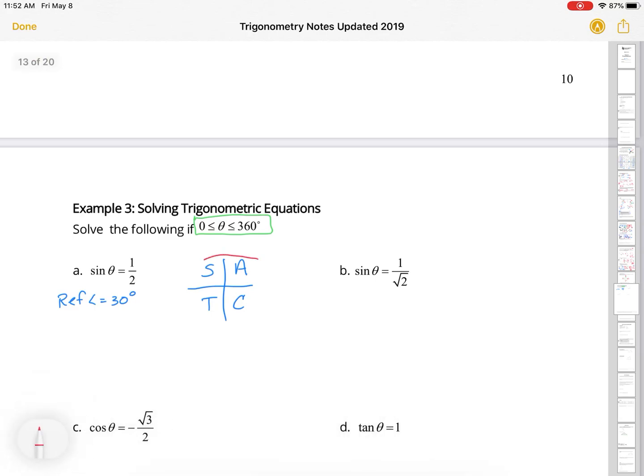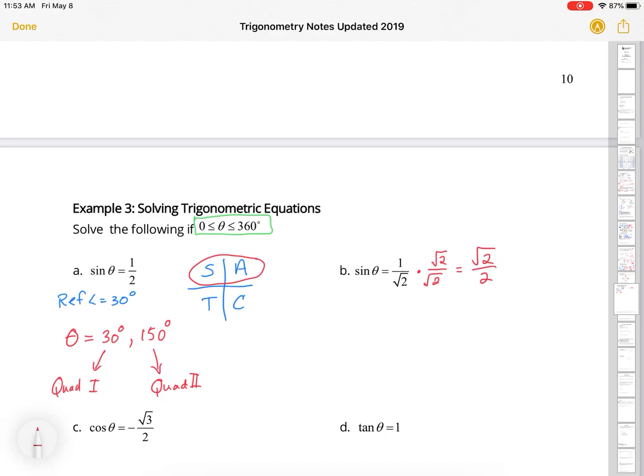So my reference angle is 30. I need to remember my CAST rule. What I want to know is, where is sine going to be positive, because I've been given a positive value for sine? Well, that's going to be in quadrant 1 or 2. So that means theta is equal to, in quadrant 1, 30 degrees. In quadrant 2, it would be 180 minus 30, so it would be 150 degrees. So this is for quadrant 1, and this is for quadrant 2. Okay? So for a lot of these, you're going to have 2 possible answers.